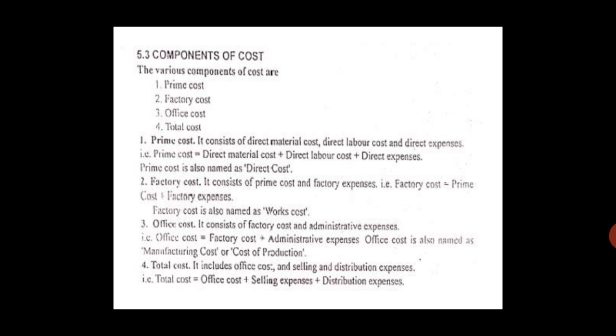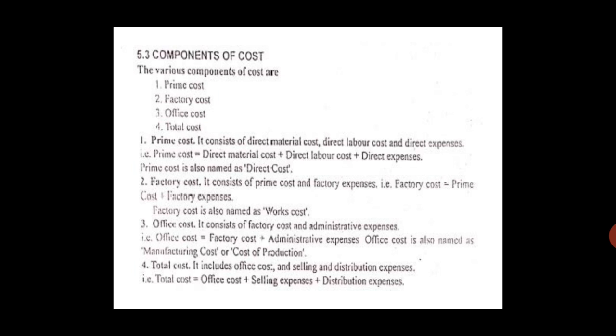But now next is factory cost. Factory cost consists of prime cost plus factory overheads, that is factory expenses. When you add prime cost plus factory expenses or factory overheads, it becomes factory cost, also called works cost. Factory expenses means, as I told, quality control, then managers, timekeepers, storekeepers, who are all working in the factory. So these are all expenses you are adding, and then it becomes the works cost or factory cost.